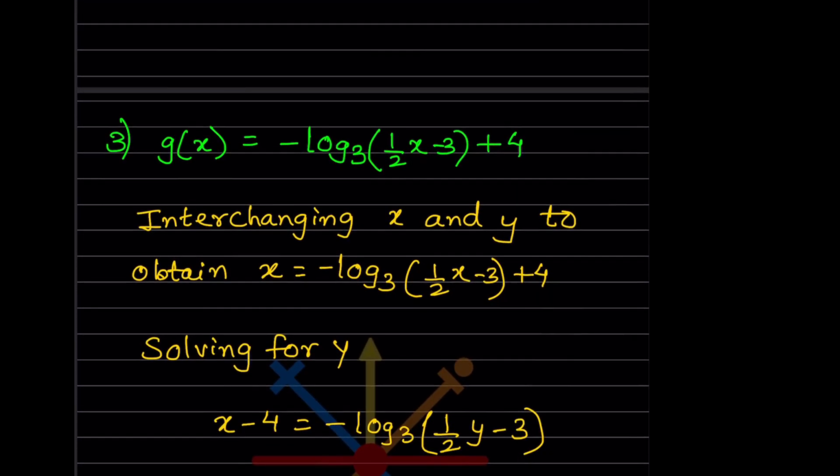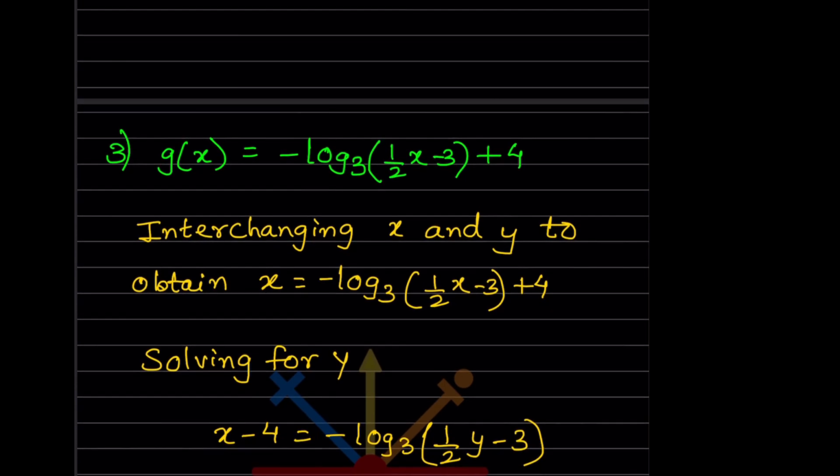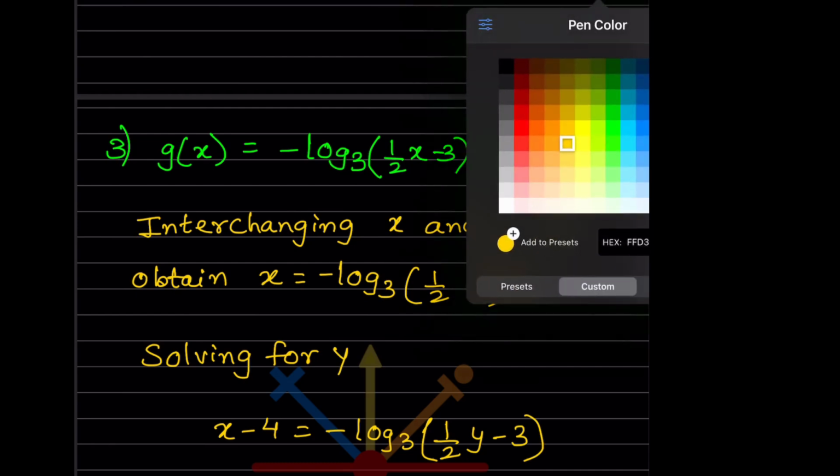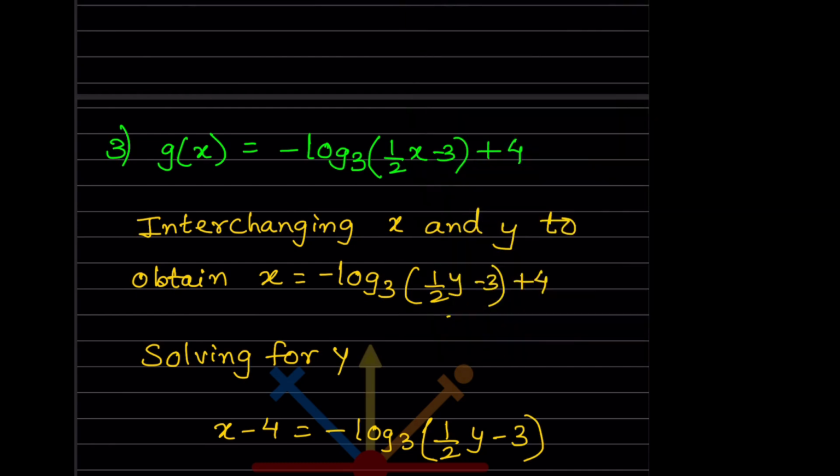Now the next one, g of x is minus log 1 by 2x minus 3 to the base 3 plus 4. So you are going to interchange x and y to obtain. Again this y is going to be x, and this x is going to be y here, sorry for this. Rest all things are going to be the same. Now you are going to solve for y.